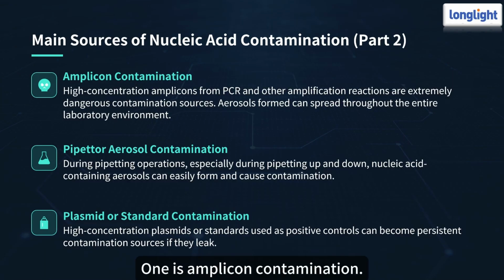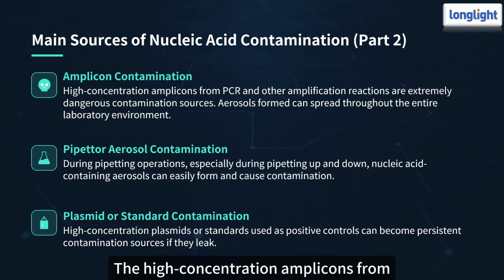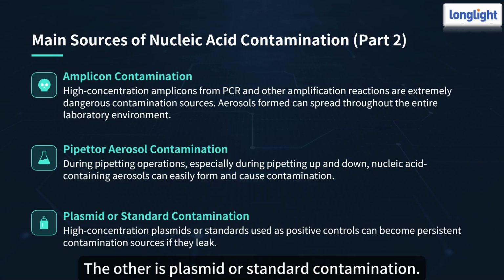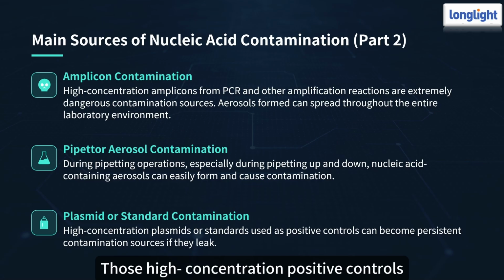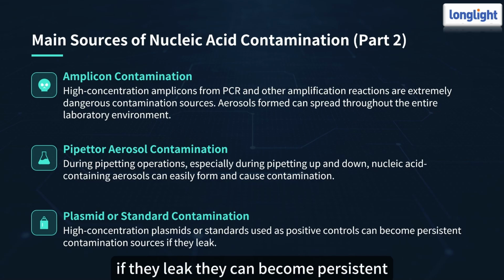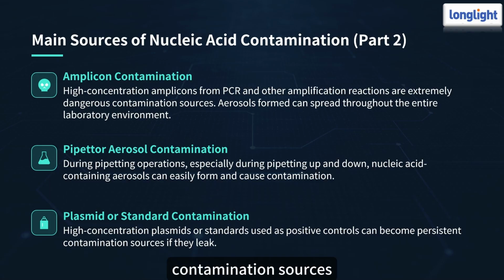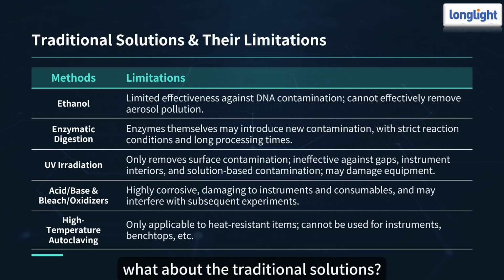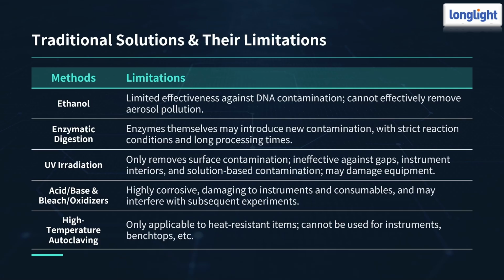One is amplicon contamination. The high concentration amplicons from PCR reactions are extremely dangerous. Once they form aerosols, they can spread all over your lab. The other is plasmid or standard contamination. Those high concentration positive controls, if they leak, they can become persistent contamination sources that are hard to get rid of. Now you might be wondering, what about the traditional solutions?